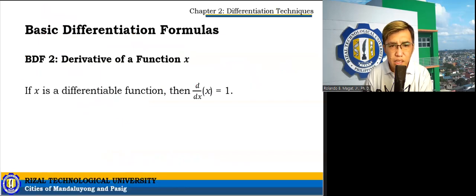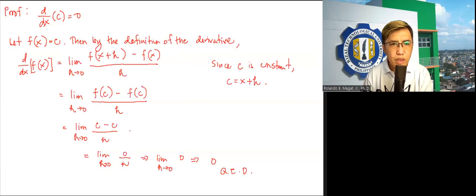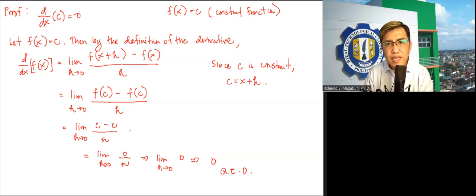Next, the basic differentiation formula number 2, the derivative of a function x. By the way, before we proceed, we know that if f of x is c, meaning this is a constant function, then definitely the slope is 0.